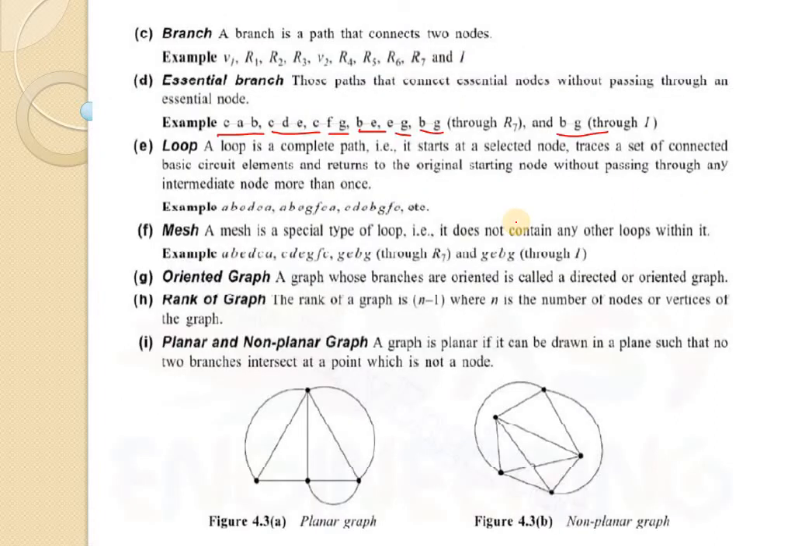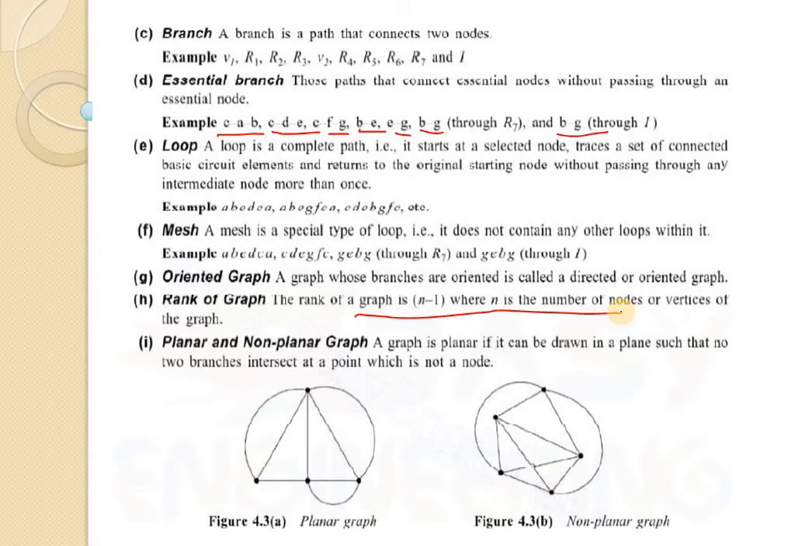Now, next one is oriented graph. A graph whose branches are oriented is called a directed or oriented graph. Next, rank of the graph. The rank of a graph is n minus 1, where n is the number of nodes or vertices in the graph. That means the rank will be the number of nodes minus 1. Suppose we have 4 nodes. That means the rank will be 3. 4 minus 1 equals 3. That will be the rank of the graph.